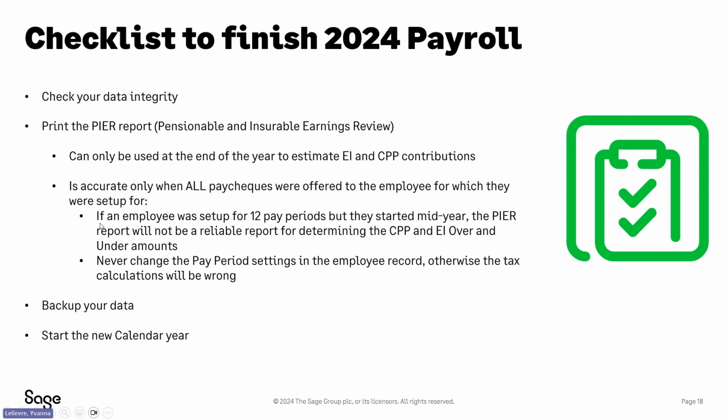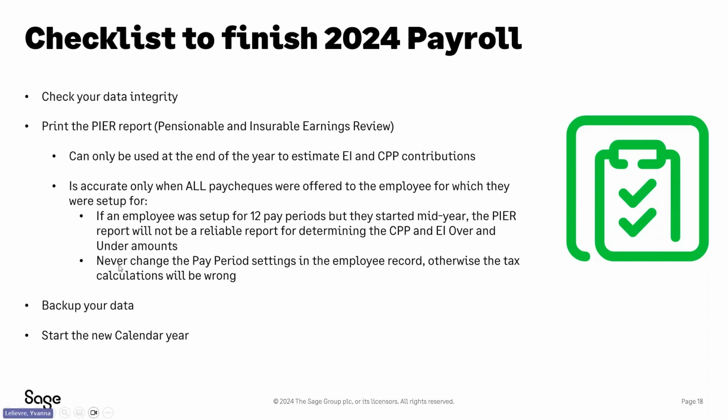So let me give you 2 examples. Let's say you have an employee that was set up for 12 pay periods. They're paid monthly, but they only started mid-year. The PIER report will not be something that you can look at for this employee because they haven't received the 12 paychecks that were set up. So they are paid monthly and should be set up for 12 pay periods, but because they haven't received those 12 paychecks, the PIER report will not be a resource that you will be able to use.